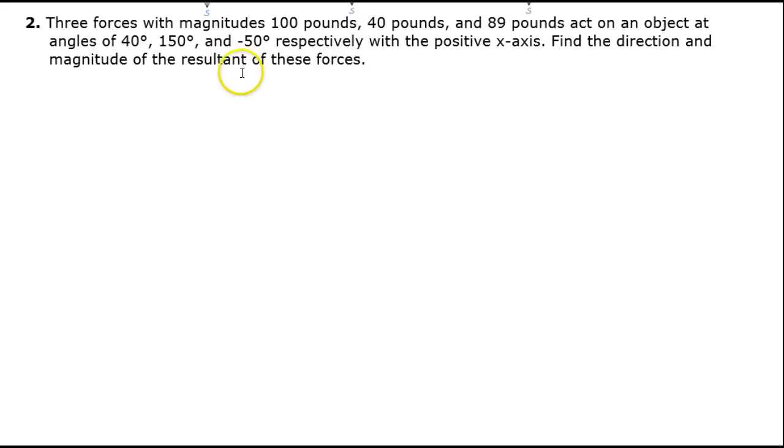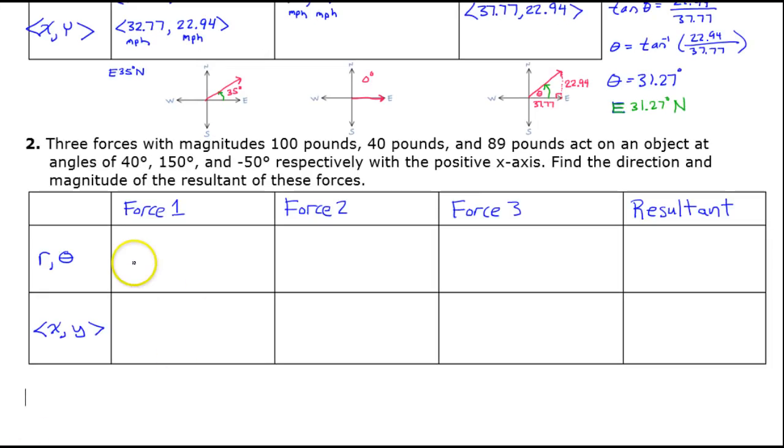Well, in the last problem, we only had two vectors. This time we have three. So I'm going to have to modify my chart a little bit. Here I have expanded my chart to leave room for three forces and the resultant. In the first row, we're going to have magnitude and direction, and in the second row, we will have component form.